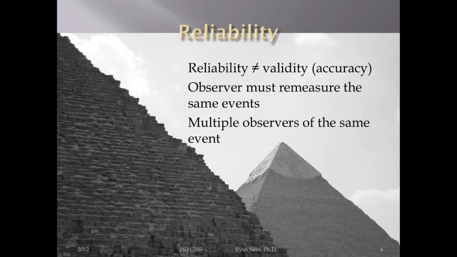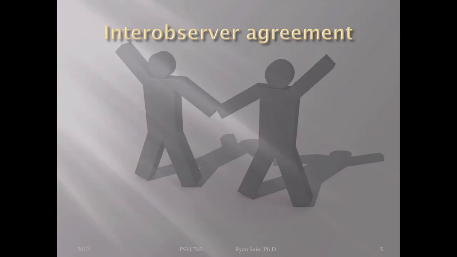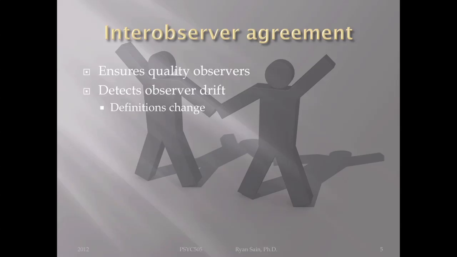When we do it with multiple observers, we're going to be focused on inter-observer agreement. Right? So this helps us decide whether or not our observations are quality observations. It ensures the quality of the observers, but it doesn't do it in itself. By assessing inter-observer agreement, it allows you to go back, modify the observer's behavior, and make them do it correctly. Right? It does detect observer drift. In other words, definitions change over time.